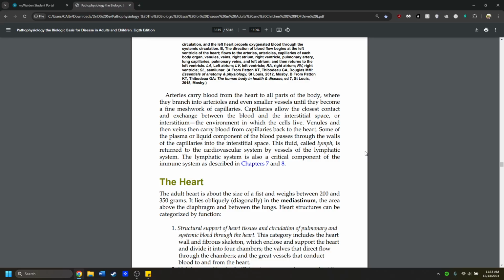The lymphatic system is also a critical component of the immune system described in Chapters 7 and 8, which you can take a look at. I've read through those, so I may post a link.